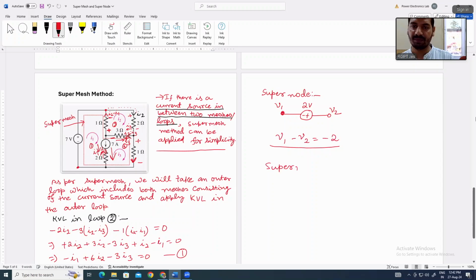Similarly, here in the super mesh we have this equation. Between two loops there is a current source. The value of the current source is 7 ampere, and in this loop the current is I1, this is loop 1, and in this loop the current is I3, this is loop 3. Okay. And in between these two loops, this current source was common. So if you write the KCL equation, I1 minus I3 is equal to 7. Okay.